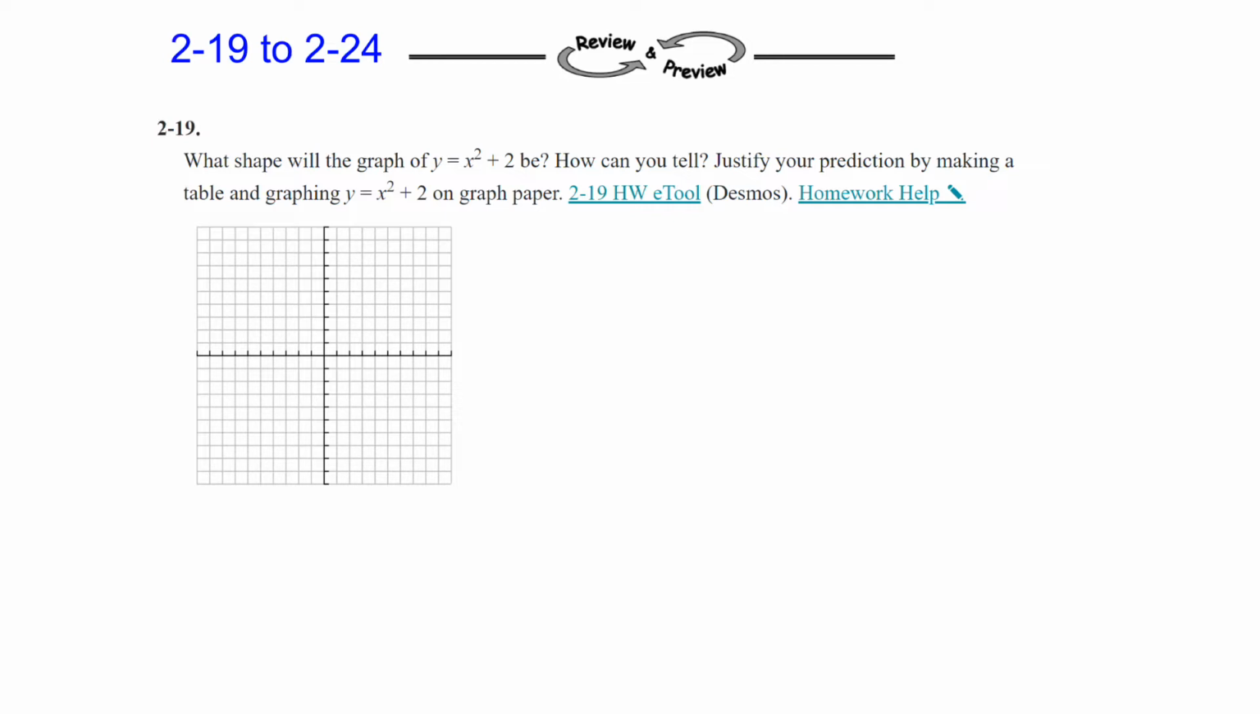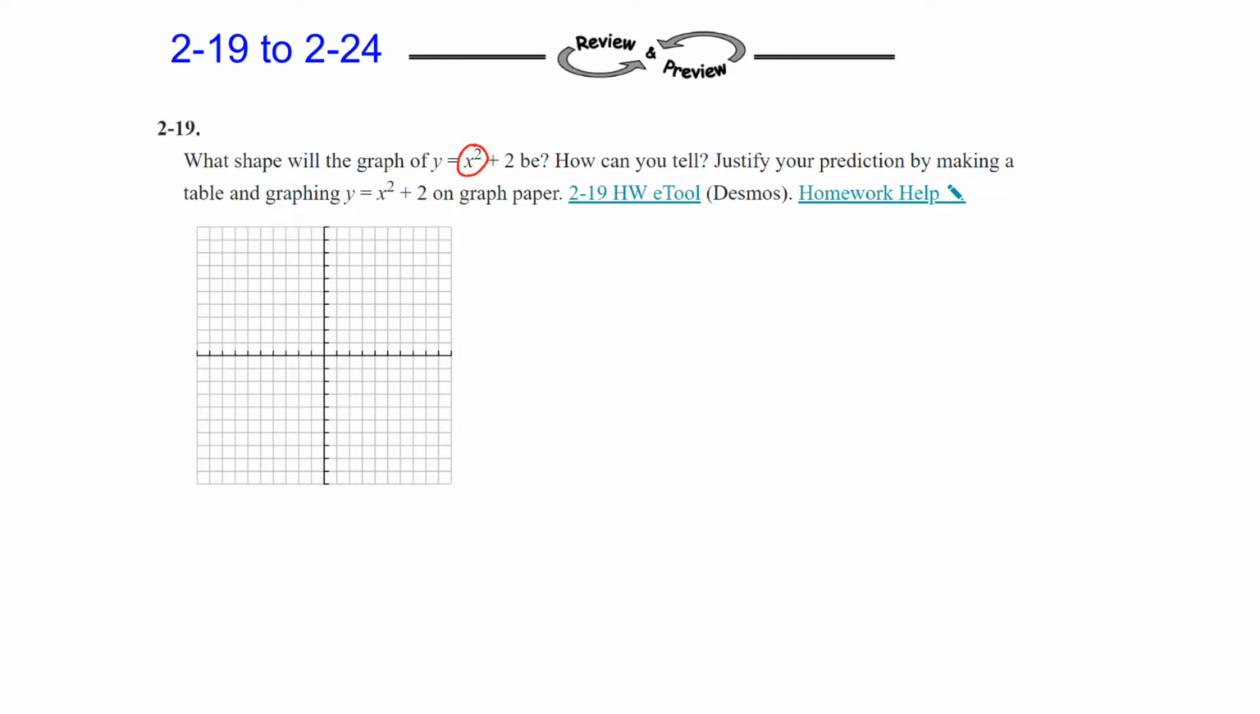Question 19. What shape will the graph of y equals x squared plus 2 be? How can you tell? Justify your prediction by making a table and a graph on graph paper. So the first thing we might notice about this is it's y equals x squared plus 2, and when we graphed these in the past, they are parabolas or U-shaped graphs. So that has to do with when you take a quantity and square it.